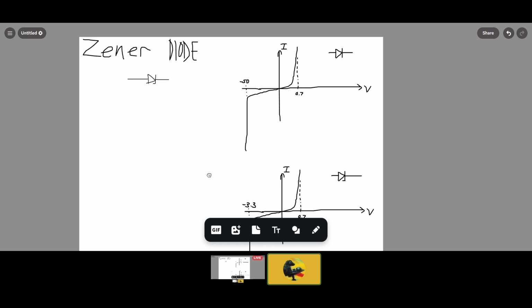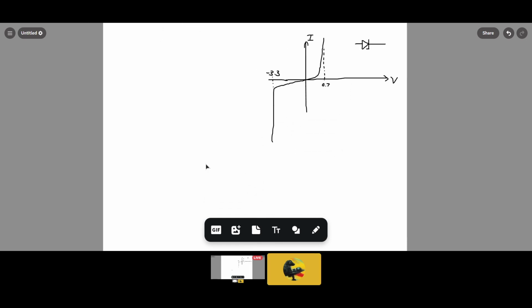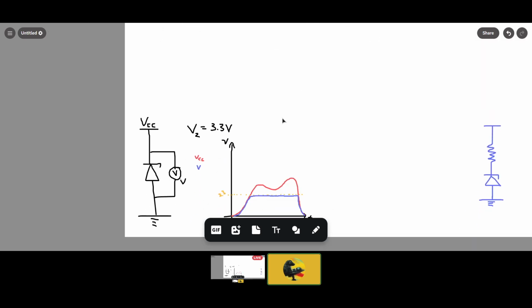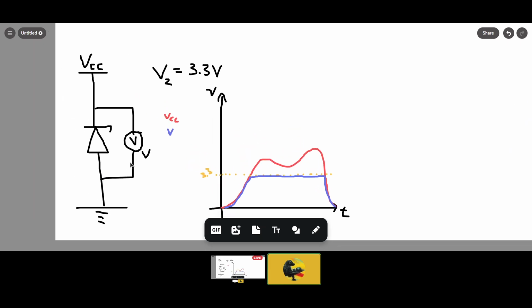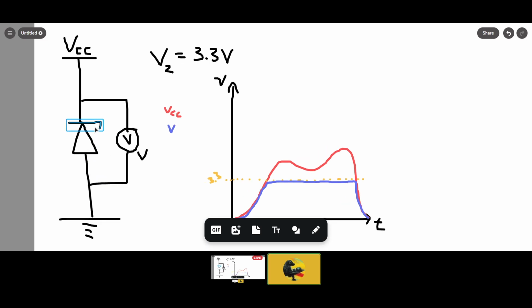And the main point for zener diode use is voltage regulation. Let me show you an example here. Here we have VCC connected to here, and it outputs to ground. We can see that the diode is actually in reverse bias now. So in an ideal case, the current never flows through this circuit.